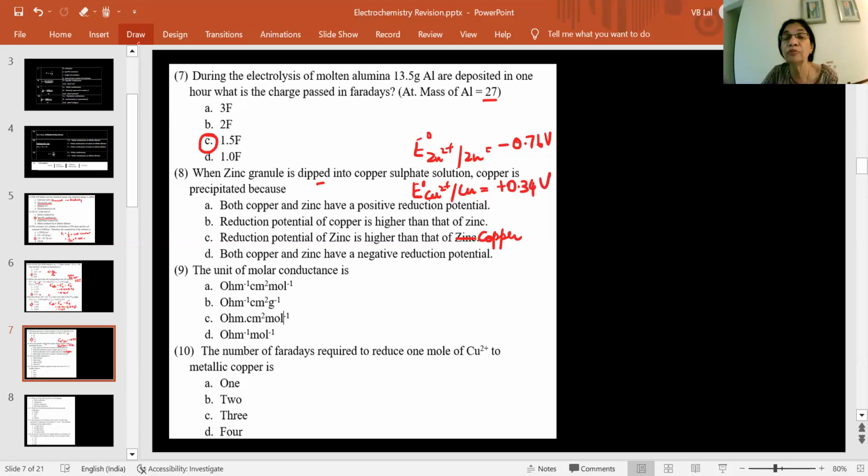So can you tell me now? B cannot be the option. The option is: reduction potential of copper is higher than that of zinc. So whichever has a higher reduction potential will get reduced more easily.